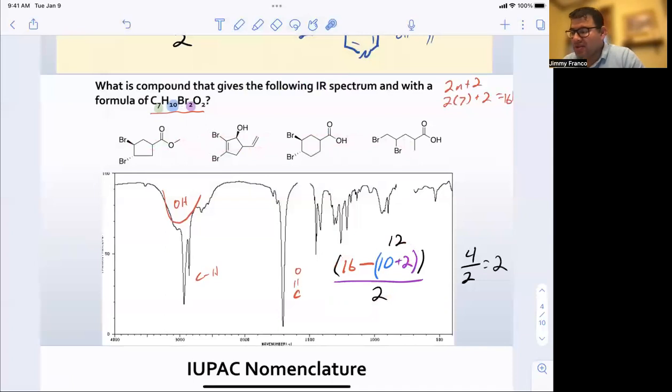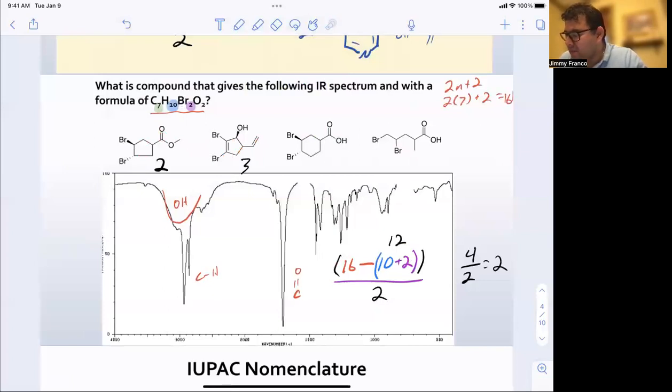All right, so let's go through these. The first one, you want to look for any ring and any pi bond. So this has 1 ring and 1 pi bond. So this is going to have a hydrogen deficiency of 2. All right, we look at the next one. 1 ring, pi bond, pi bond. So this one actually has 3.